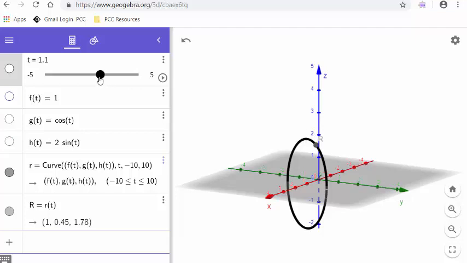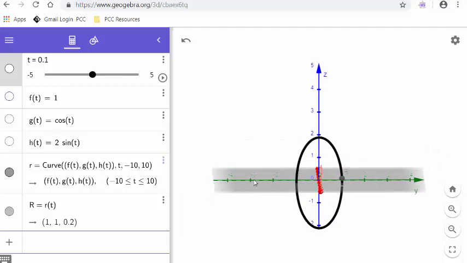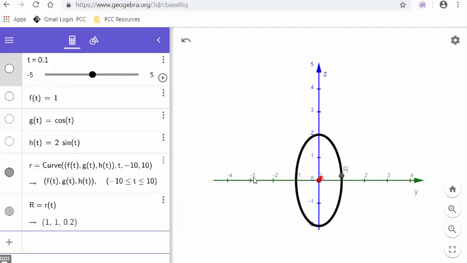So here I can see my slider is giving my t values, and we can see what points this corresponds to for different t values. Here is when t equals 0. If I swing this over, we can see in the yz plane, this is the ellipse with a z radius of 2 and a y radius of 1. And as t increases, we move along the ellipse in this direction. Great.